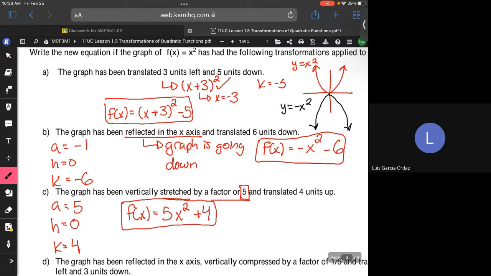Why did you just put 5x squared plus 4? Because we have a stretch, so I have to include that 5.